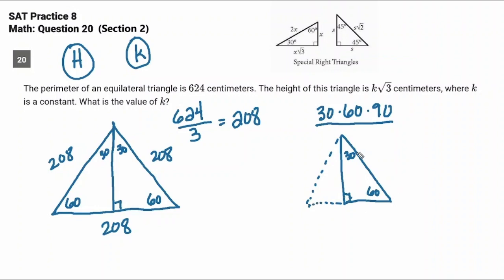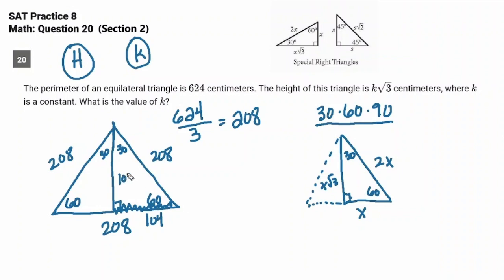The sides of a special right triangle, that's a 30, 60, 90, are x, 2x, and x root 3. And again, you don't have to memorize this. It's right here. So can you then just transport x, 2x, x root 3 over to here? Sure you can. What's x? It's going to be half of 208, so it's 104. 2x is 208. What's x root 3?